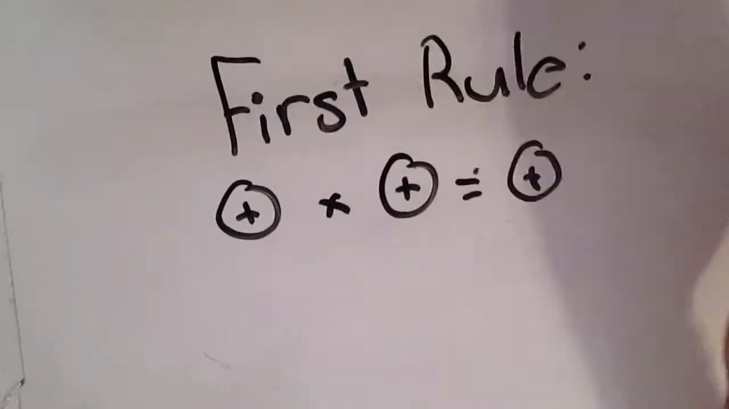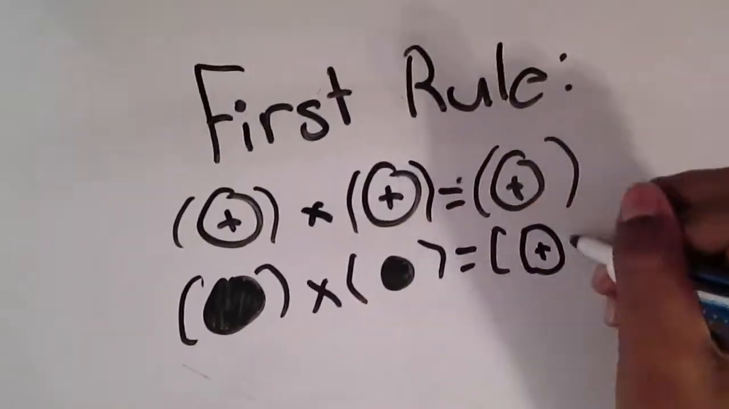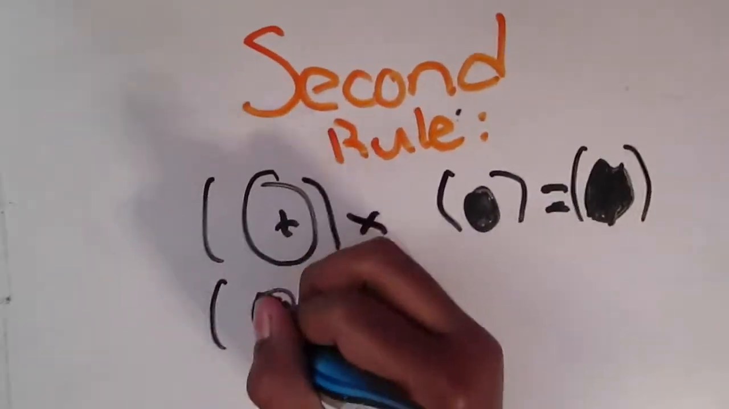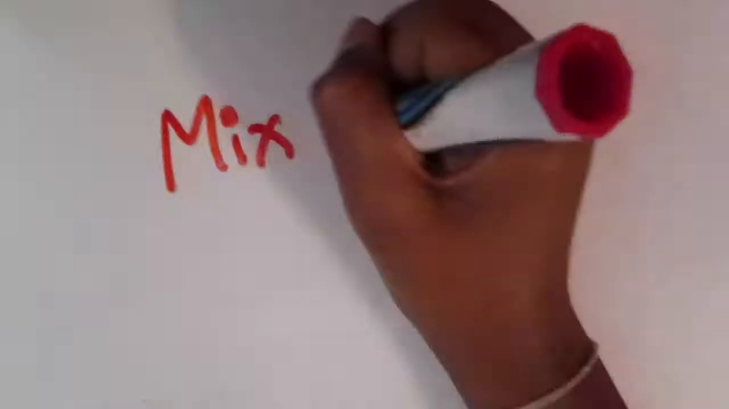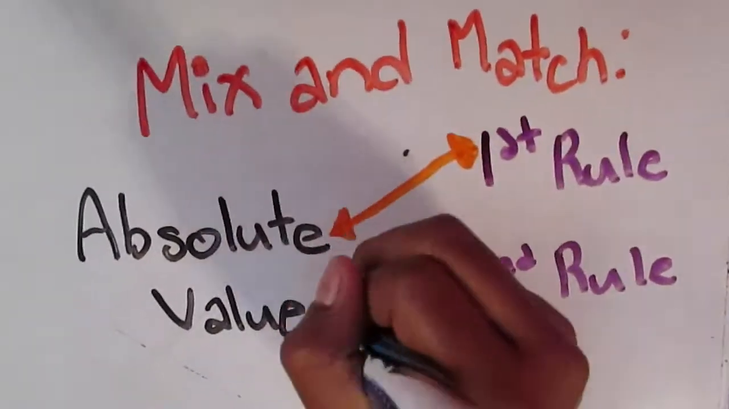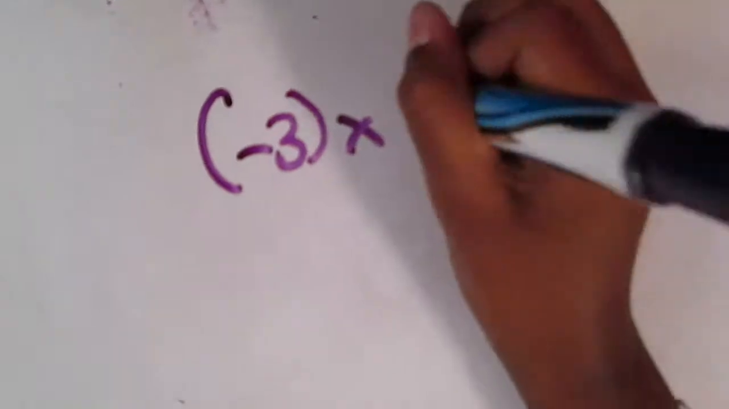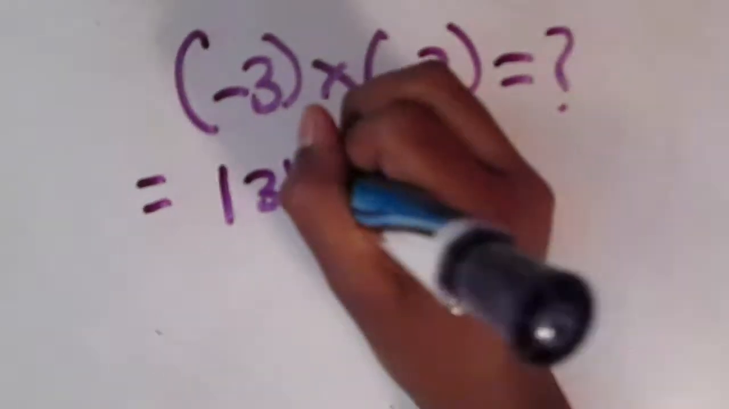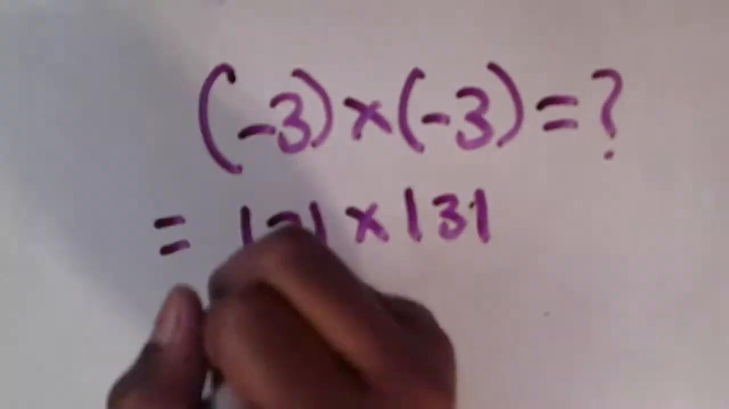The first rule is that if both types of integers are the same, the product will be positive. The second rule is that if the integers you multiply are different, then the product will be negative. Combine these rules with your knowledge of absolute value, and you'll become an integer multiplication pro. So what is negative 3 times negative 3? To start off, find the absolute value of the integers you're going to multiply, in this case 3 times 3. The answer to that is 9.